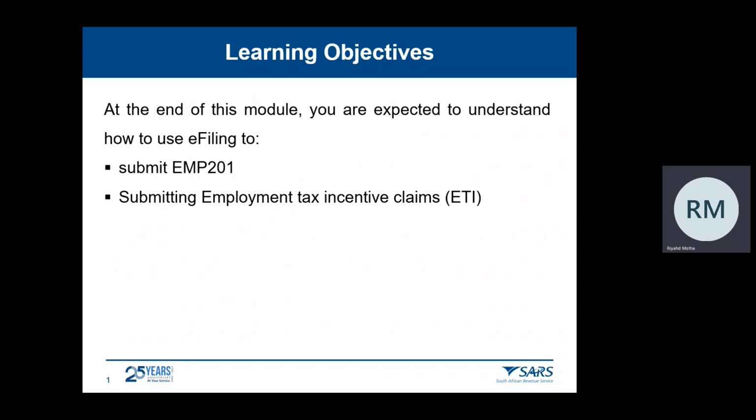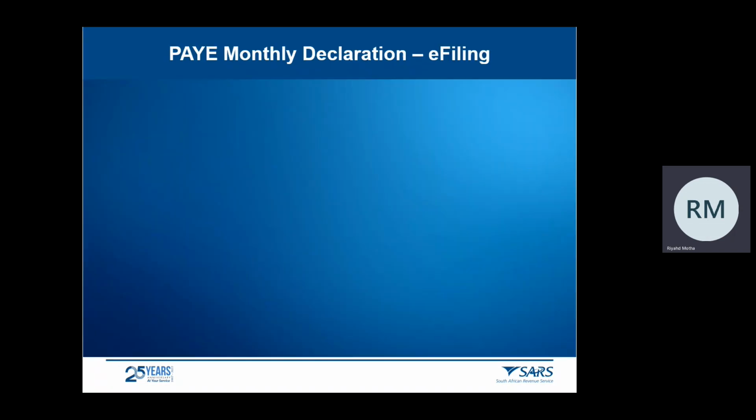At the end of this module, you are expected to understand how to use e-filing to firstly submit the EMP201 and also submit the Employment Tax Incentive Claim, which is ETI. In the following video, it will demonstrate exactly how this is done.